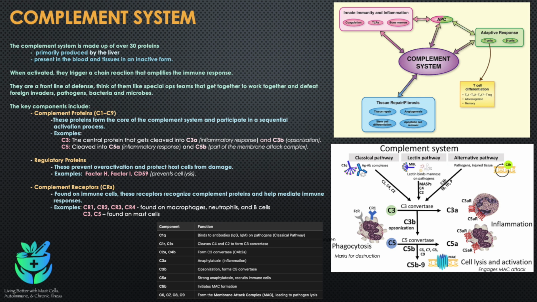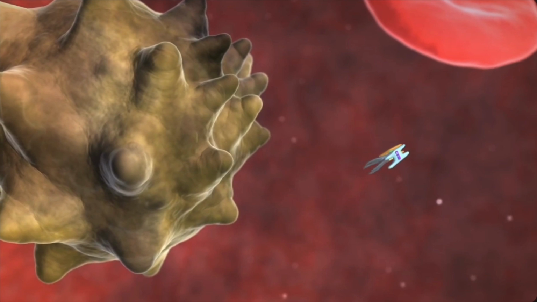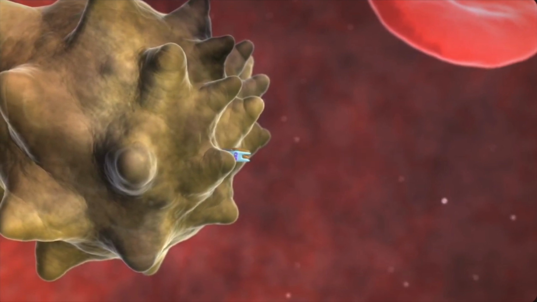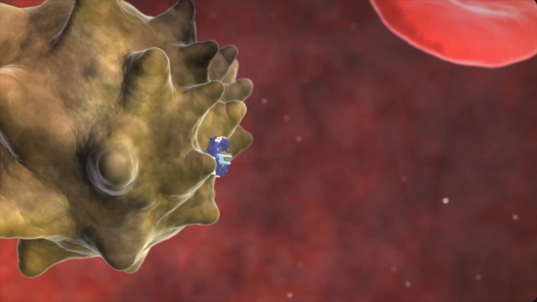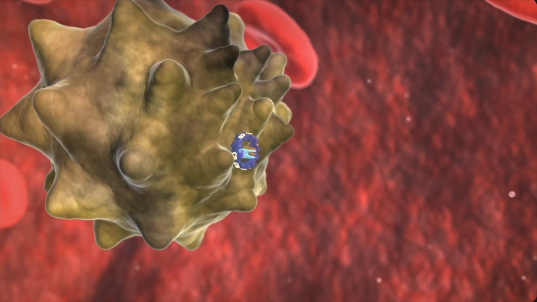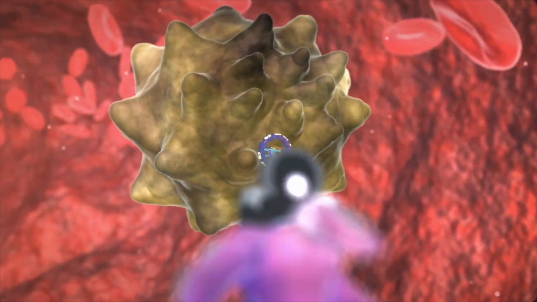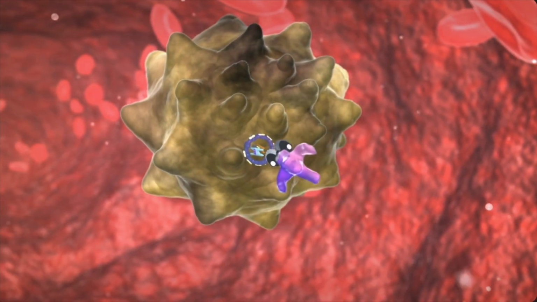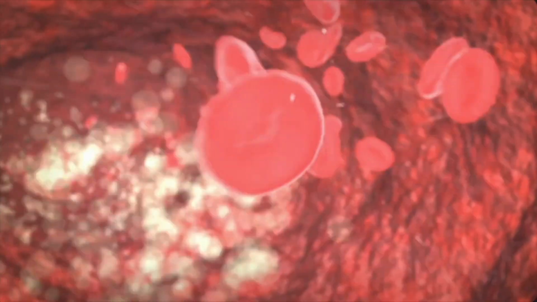Think of them like special ops teams that get together to work together and defeat foreign invaders, pathogens, bacteria, and microbes. So in this video we watched earlier, these are a bunch of proteins coming together, different types of proteins coming together to work together. And then as they work together, the ultimate goal is to penetrate that cell and to fill it or lyse it with oils and water to destroy the pathogen.